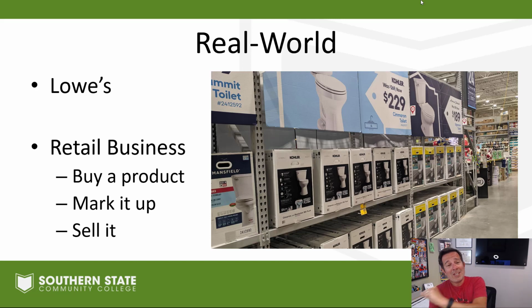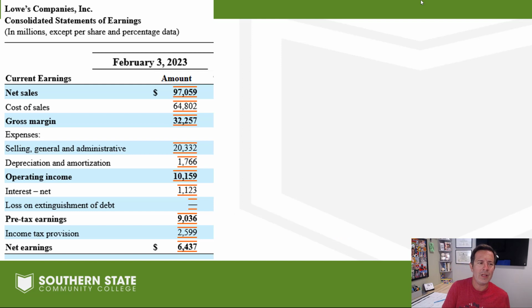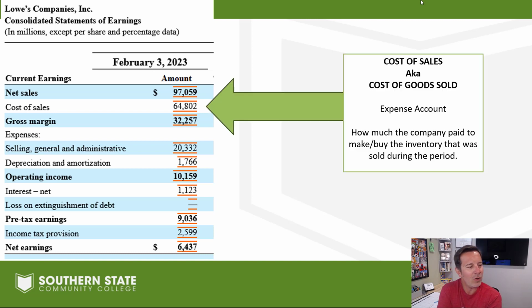So, retail business: buying a product, marking it up, selling it. Let's take a look at the financial statements for Lowe's and point out a few differences here. Think back to Southwest. Now we're looking at Lowe's. We have an income statement, and right off the bat, I bet you can pick out something you haven't seen before. Look up at the top. We have a line item called cost of sales. You'll see it called cost of sales. You'll see it called cost of goods sold. It's an expense account. It goes on the income statement.